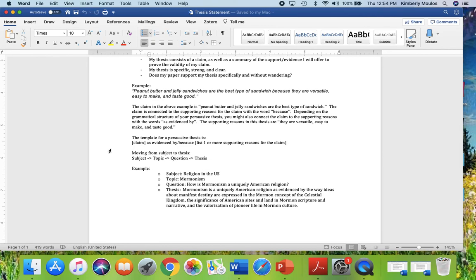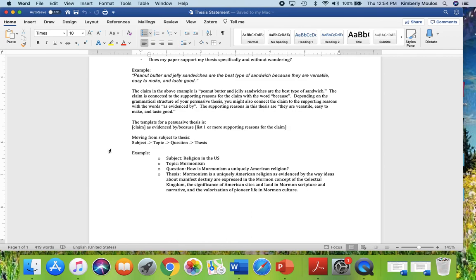So a little bit about moving from subject to thesis. The subject is going to be basically whatever the class is that you're taking with me. If it's world religions, then the subject would be the religious traditions of the world. If you're taking intro to philosophy with me, it's anything related to philosophy, like ethics. If you're taking globalization, then the subject is globalization. And then you move to topic and narrow it down a little bit more, or significantly actually, within that.